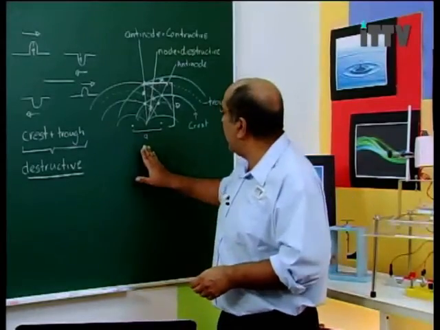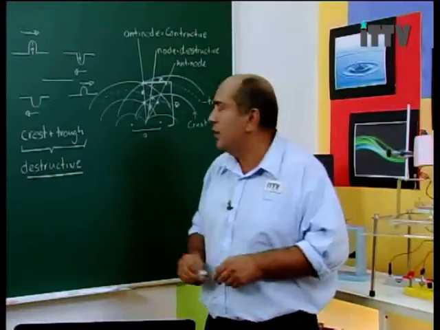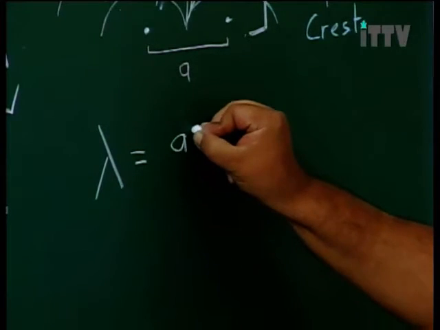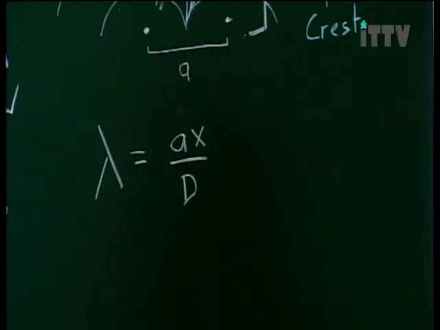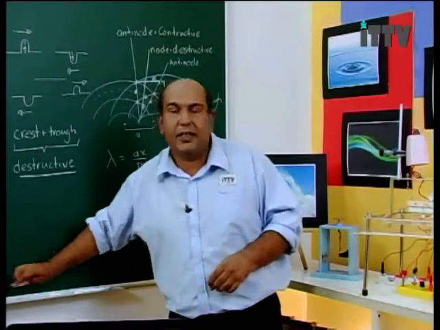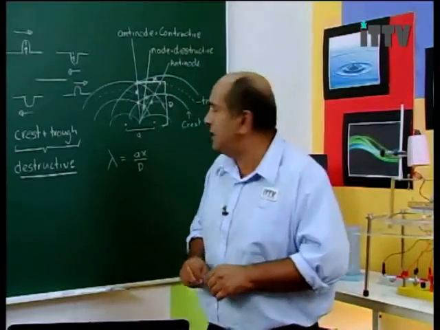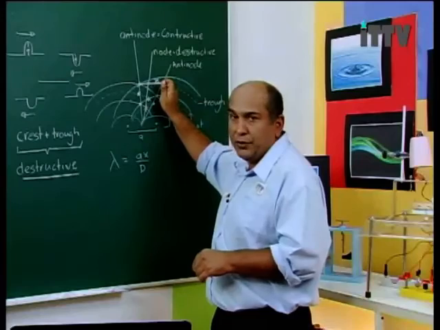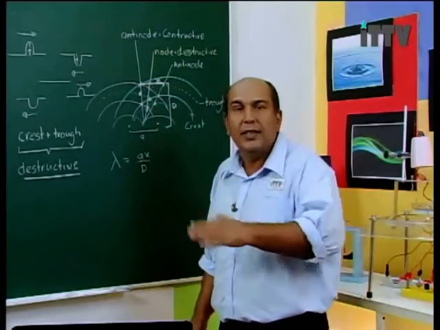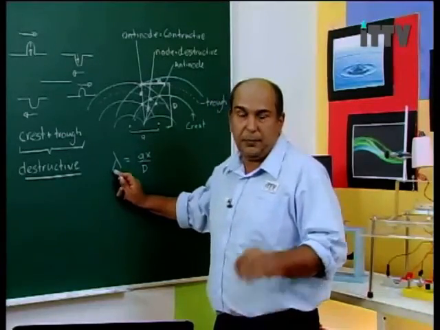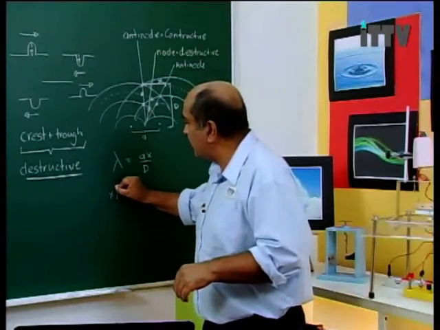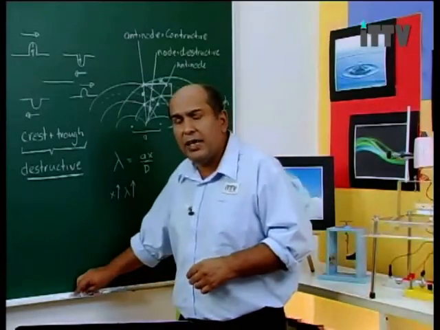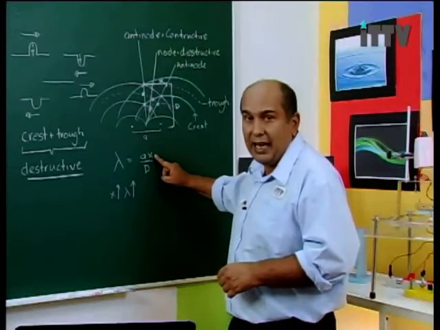Now, if I take these values, a, x, and d, I create a formula which says lambda, the wavelength, equals ax over d. Now, there are some key relationships in this formula that we need to know. The first key relationship is if your x, which is the distance between one antinode and the next antinode, or from one node to the next node, increases, lambda increases. So, relationship number one, if x goes up, lambda will also increase.